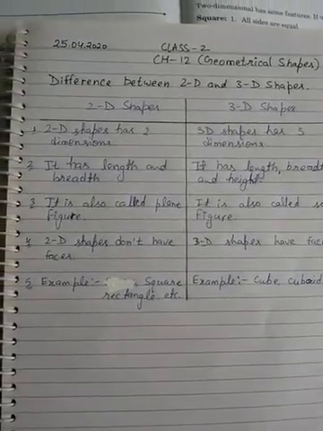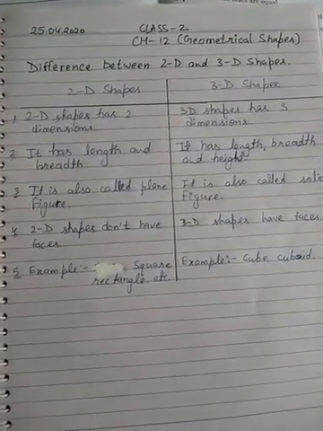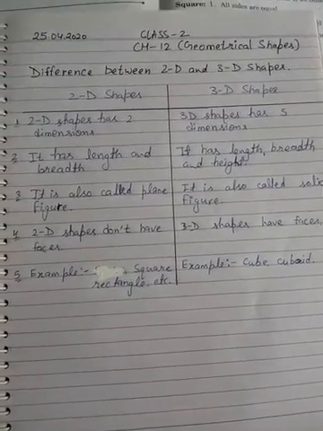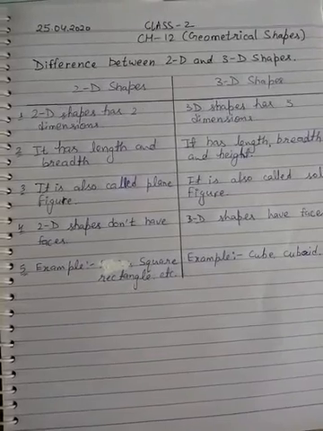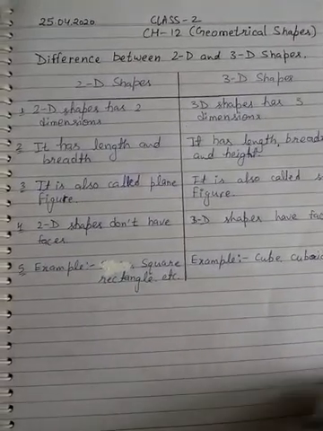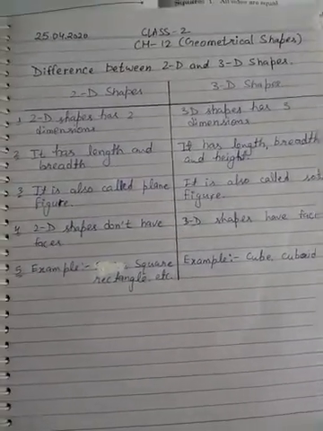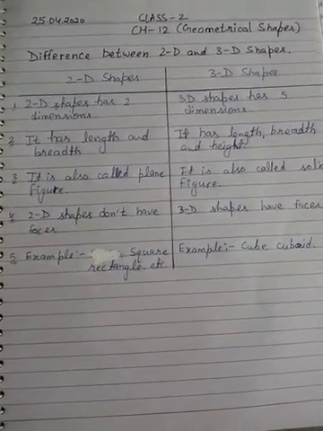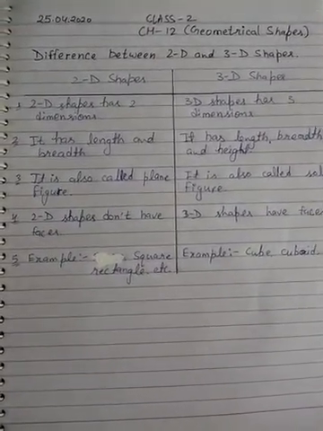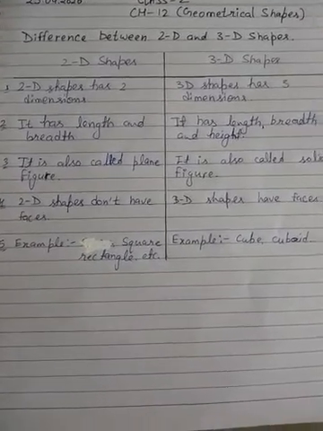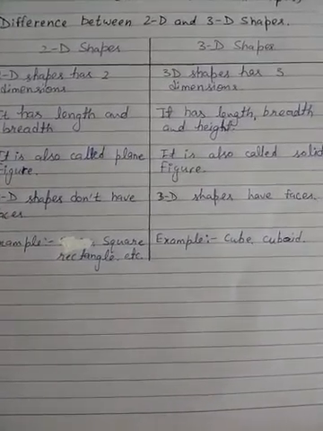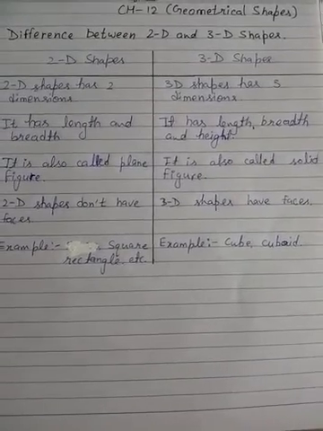Good morning, class. So, this is part 2 of your chapter 12, that is, geometrical shapes. As I cleared you the difference between 2D and 3D shapes, but there are some more specific differences which I want to tell you and share with you. Now, take a look over there. 2D shapes have two dimensions, meaning length and breadth. Otherwise, a 3D shape has three dimensions, which are length, breadth, and height.